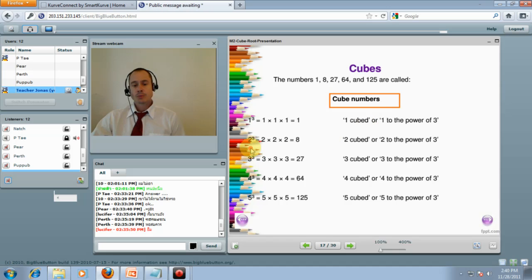And in the same way you can say 2 cubed, which means 2 to the power of 3. And 3 cubed and 4 cubed and 5 cubed, the same way. It's just another way to express it.